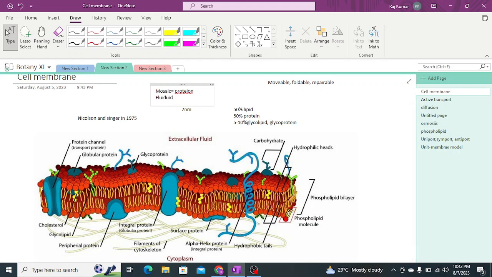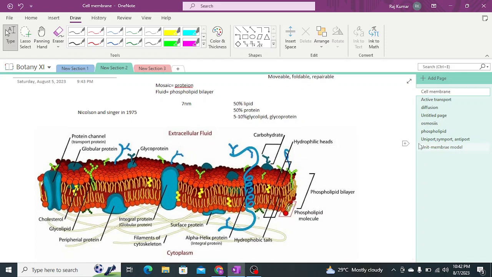the fluid which is present inside the plasma membrane. And that fluid inside the plasma membrane is considered as what? It is considered as the phospholipid bilayer, and that phospholipid bilayer is fluid in nature. That is why we consider it as fluid. Let us now discuss the structure of phospholipid.